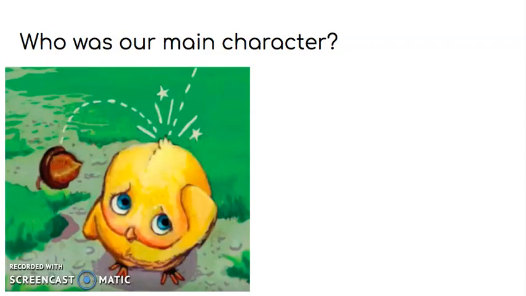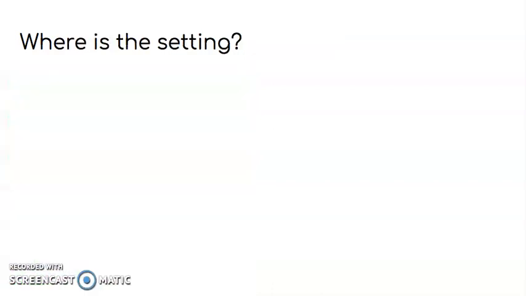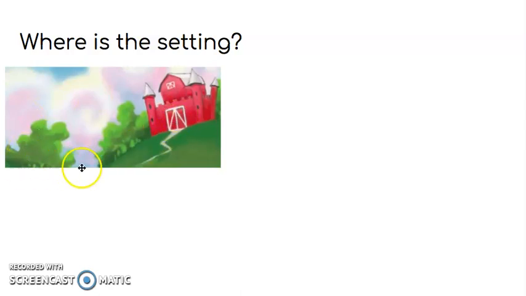Chicken Little, of course. Yeah, she was the one going to tell all of her friends that a piece of the sky had fallen on her head. Where is the setting? You would have had to pay close attention to the pictures for this one. The setting was actually at some kind of farm. All of those animals would be animals that you would find on a farm, and I noticed a barn in the background in one of my pictures.